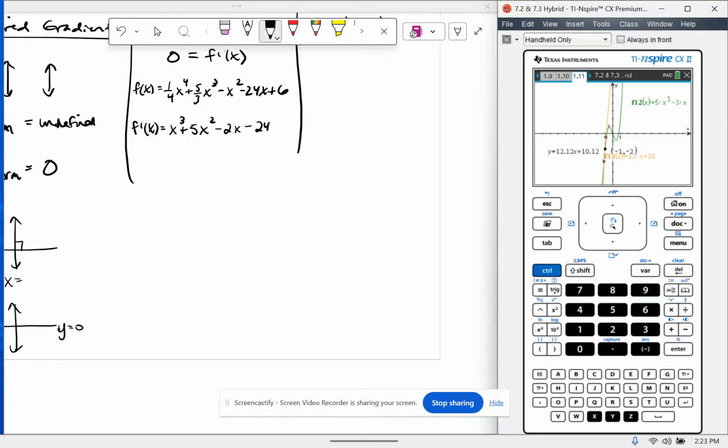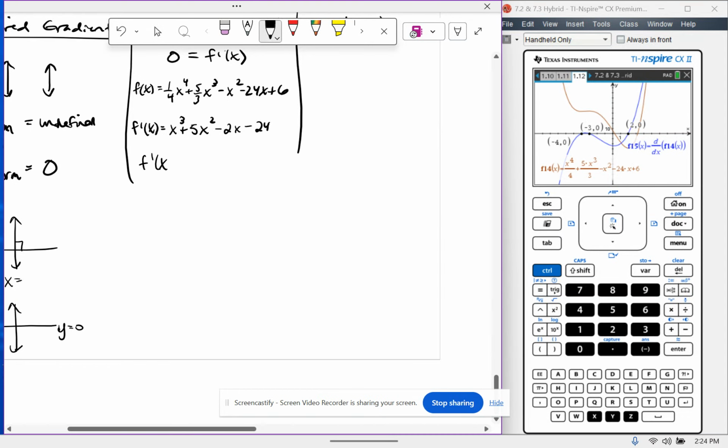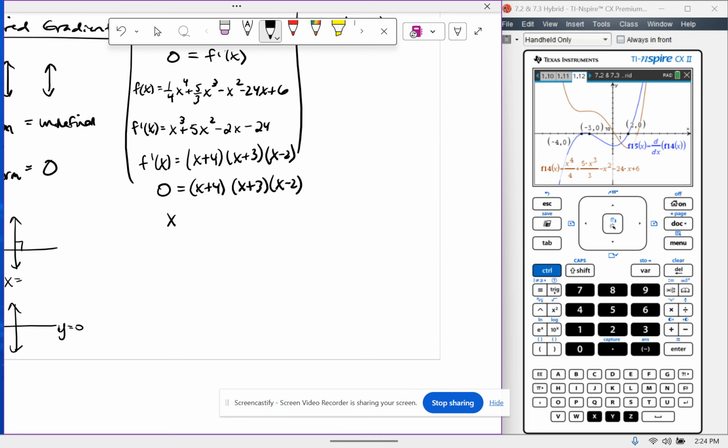So instead, what I'm going to do is graph the derivative and find the zeros. I graphed the derivative, which is this blue curve here, and the zeros of the derivative are going to be at x plus 4, x plus 3, x minus 2. That's what the equation would look like, right? We're going to set that equal to 0 because we're trying to find where this has a slope of 0. And we would get x equals -4, x equals -3, x equals 2.